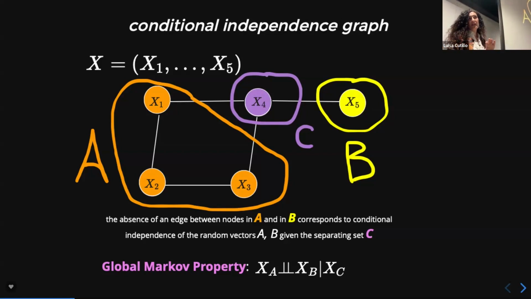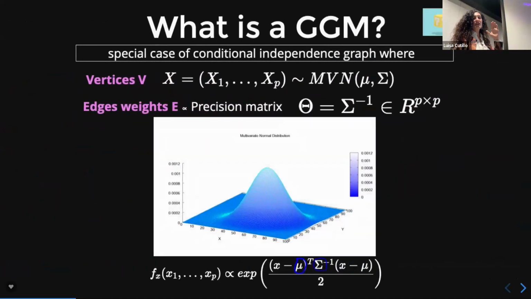Now, what we will actually look at in our modeling is the pairwise conditional independence, that means the conditional independence of two nodes given all the others. There are different Markov properties; this is the one we will consider, because GMGMs are special cases of conditional independence graphs where the vertices are distributed as a multivariate normal, and the weights are defined based on a precision matrix, that is the inverse of the covariance matrix.